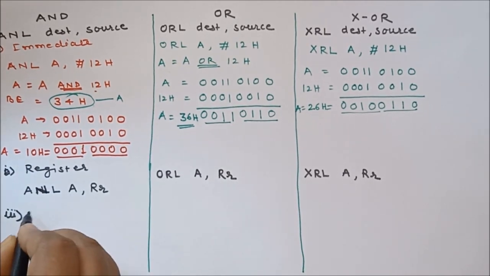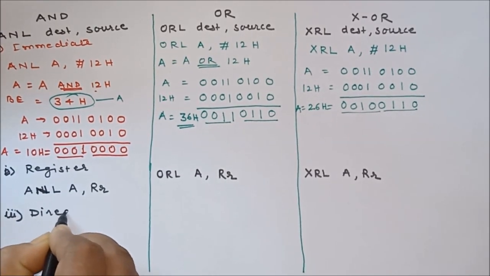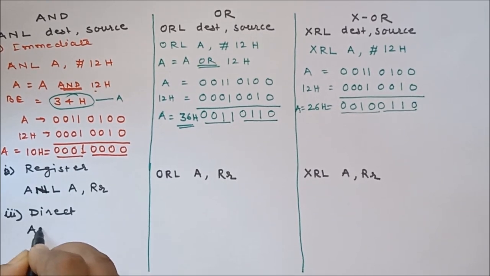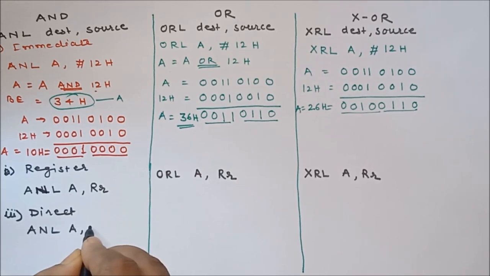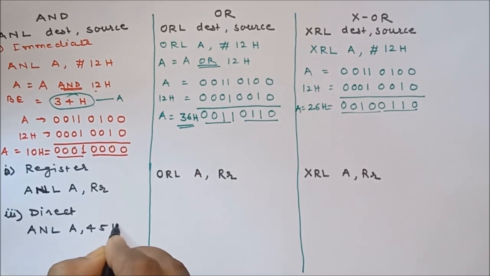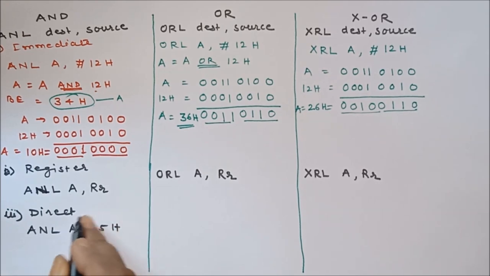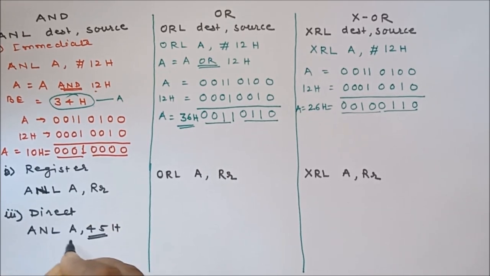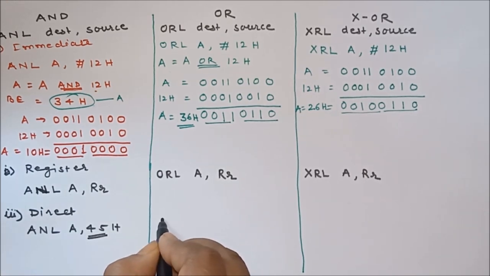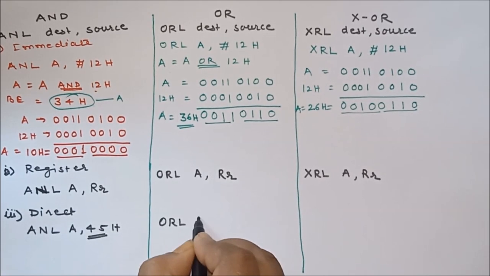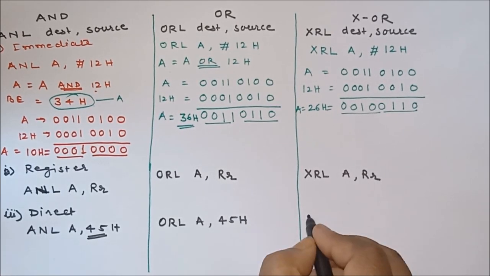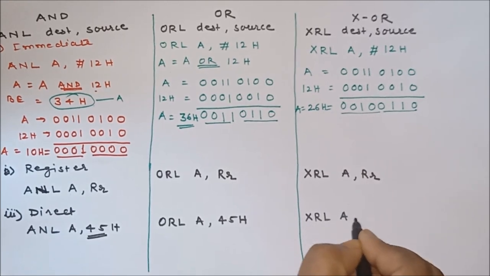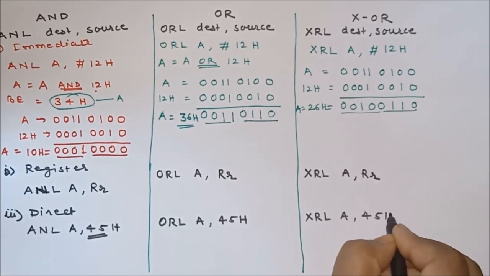The third addressing mode is direct addressing mode. In direct addressing mode, we write the direct address of an internal RAM memory location. Suppose 45H is the address of the RAM memory location. The contents of this location will be ANDed with the contents of the accumulator, and the result will be stored in the accumulator. For the OR operation, we write ORL A comma the address of the memory location. For XRL, the same thing: A comma address of the memory location.